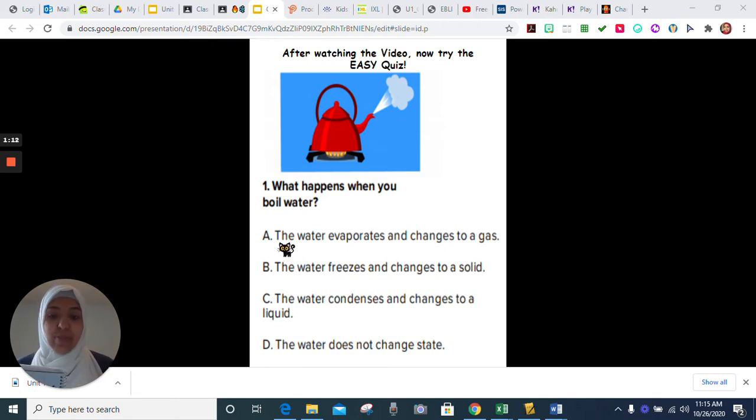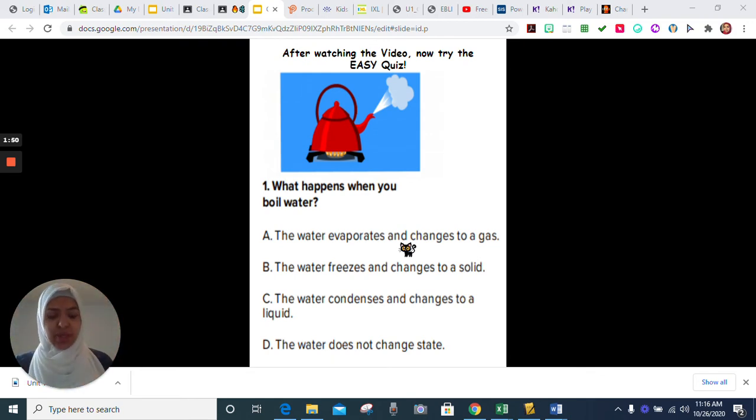Number 1 says, what happens when you boil water? A, the water evaporates and changes to a gas. B, the water freezes and changes to a solid. C, the water condenses and changes to a liquid. Or D, the water does not change state. Whatever your answer over here, just for demonstration, I am going to give you the right answer for this. What happens when you boil water? The water evaporates and changes to a gas, and this is A. So I'm going to write here 1, and the correct answer is A, and that's what you're going to put.